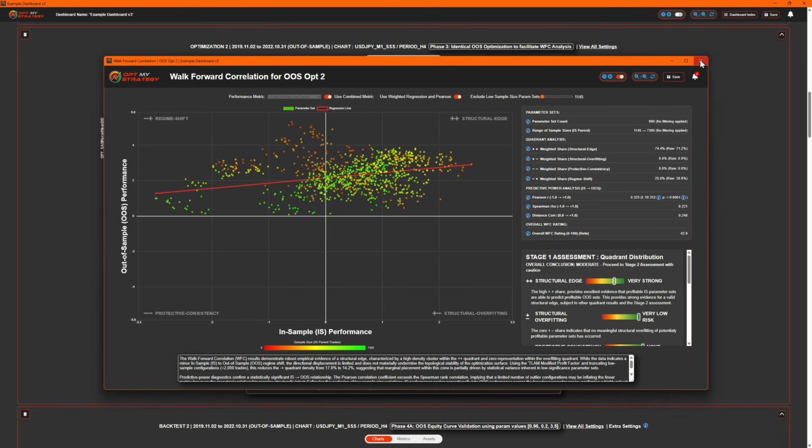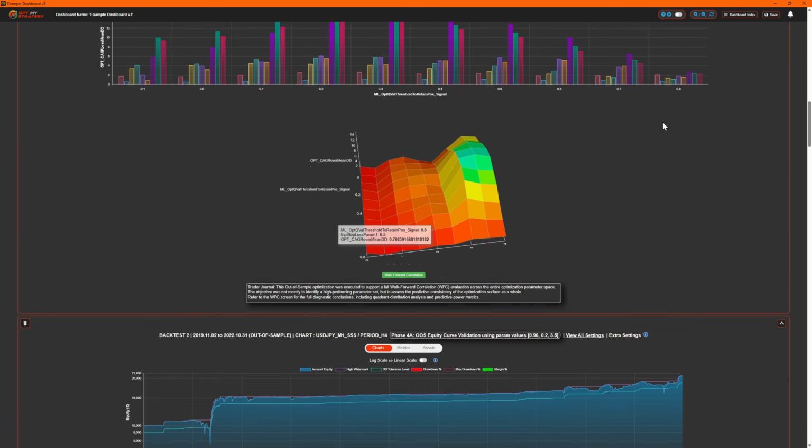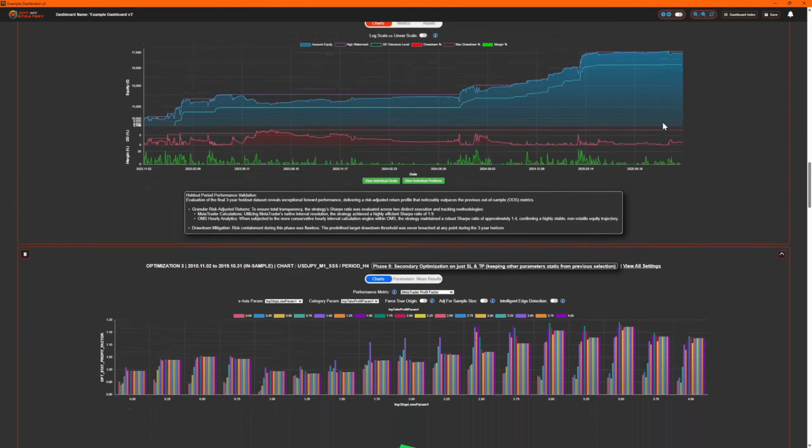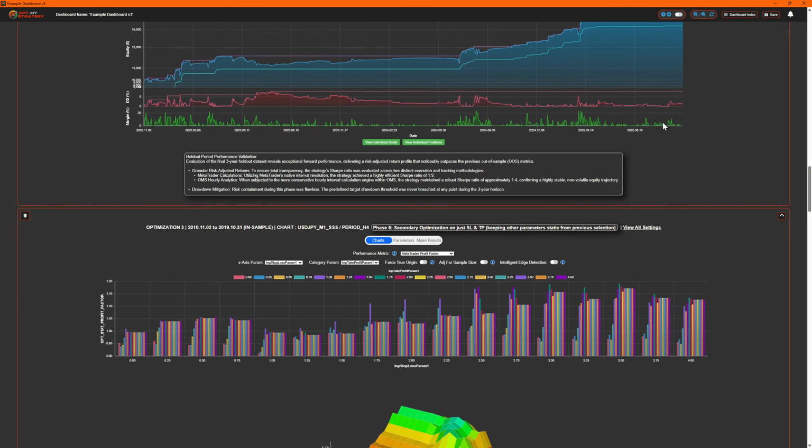Walk-forward correlation doesn't replace your existing workflow, it strengthens it. It gives you a deeper, more reliable understanding of your strategy's behavior, and it helps you make smarter decisions with far greater confidence. If you're serious about building strategies that survive real market conditions, walk-forward correlation is one of the most powerful tools you can use. And now, in OMS, you have it.